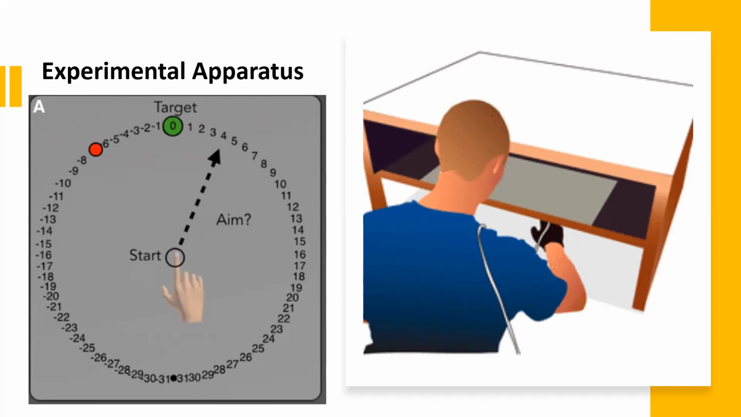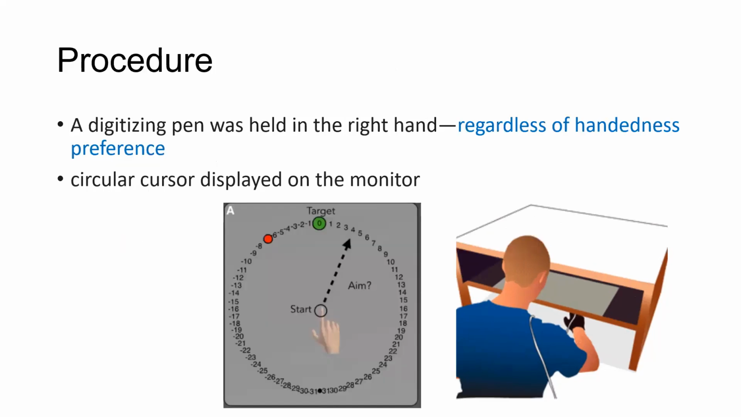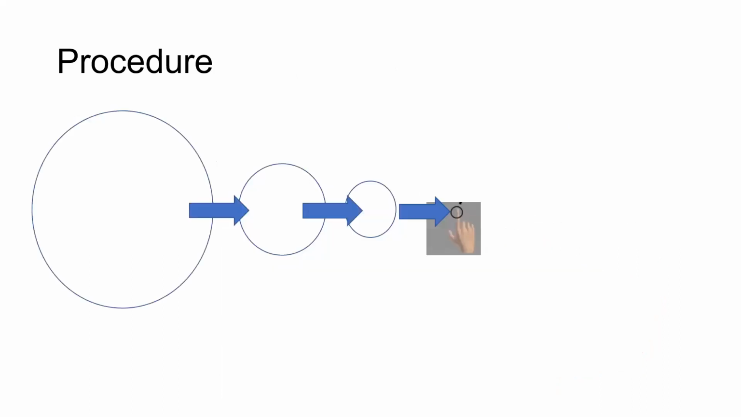Specifics about the apparatus. The radius of the circle is 7 centimeters. This is referring to the actual distance the hand has to travel from the start position to the end of the circle. The monitor is between their eyes and their hand. And all people use their right hand no matter what their preference was, and feedback from the hand was represented on the screen by a circular cursor.